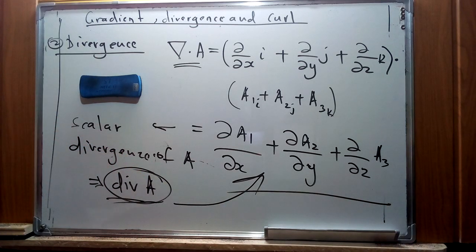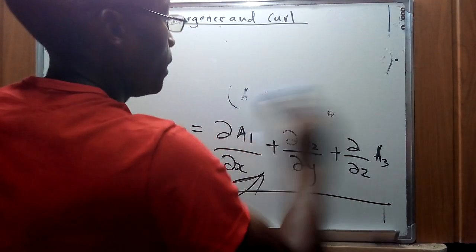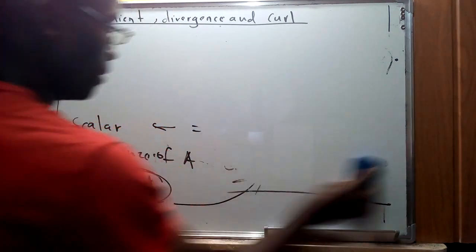Now that is for the second one, for divergence, and the last one that we're going to look at is the concept of a curl, and try to see the difference between the gradient, the divergence, and curl.